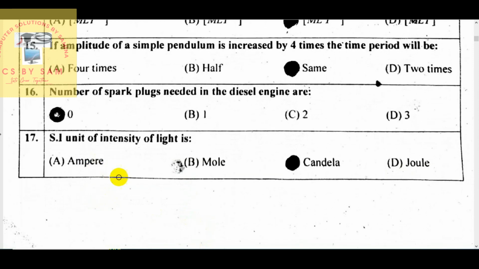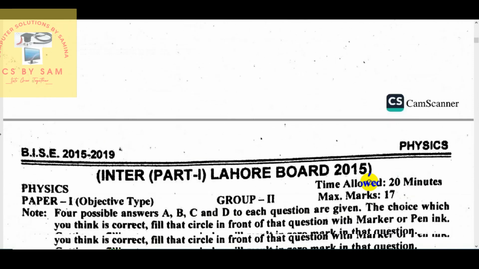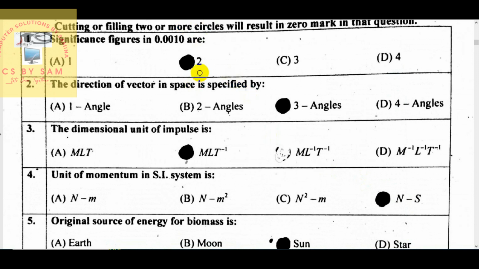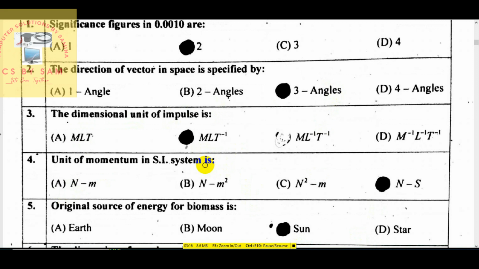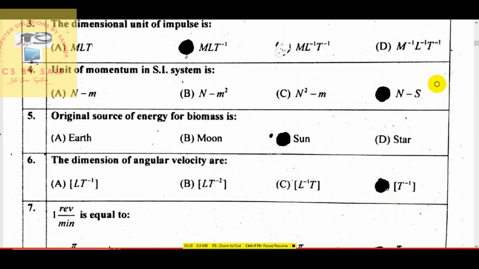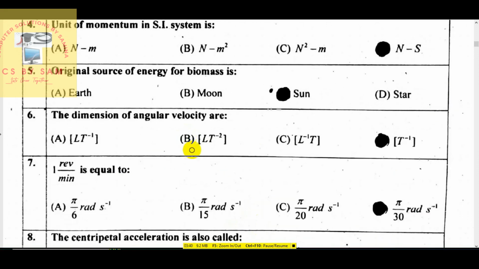उसके बाद, SI unit of intensity of light is candela. The significant figures in 0.0010 are 2. The direction of the vector in space is specified by 3 angles. The dimensional formula of impulse is MLT-1. The unit of momentum in SI system is N-s. Original source of energy for biomass is sun. The dimension of angular velocity is T-1.